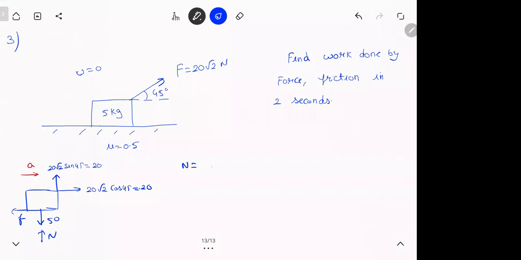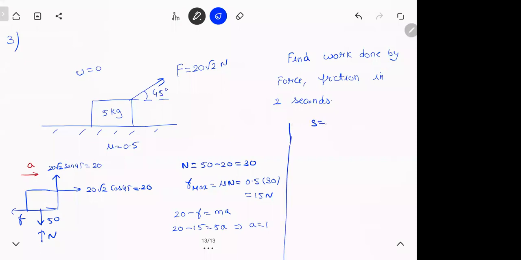The normal reaction will be 50 minus 20, 30 newtons. What is maximum friction? μ into N, 15. That is 0.5 into 30. In case you took N as 50, you will get that the block is at rest. It won't move at all. And then 20 minus friction is mass into acceleration. 20 minus 15 is 5 into a. So acceleration is 1.